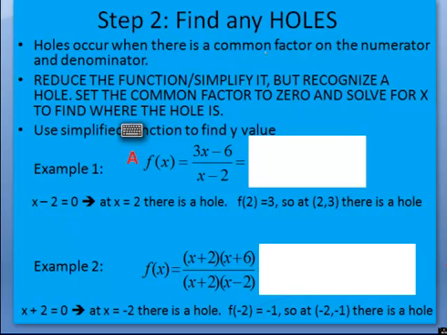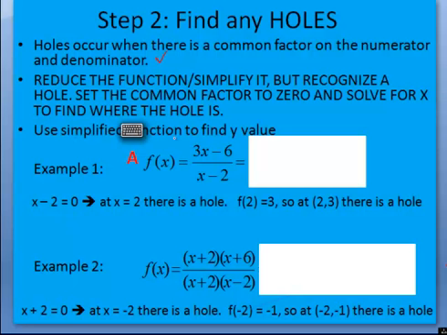Step 2 is find what we call holes. Holes occur where there is a common factor on the numerator and denominator, and maybe in your activities you noticed that that's what was happening here. So what we're going to do is reduce the function by simplifying it, but recognize a hole by sending those common factors that we were reducing out of there, setting those factors equal to 0 and solving for x to find where that hole would occur.